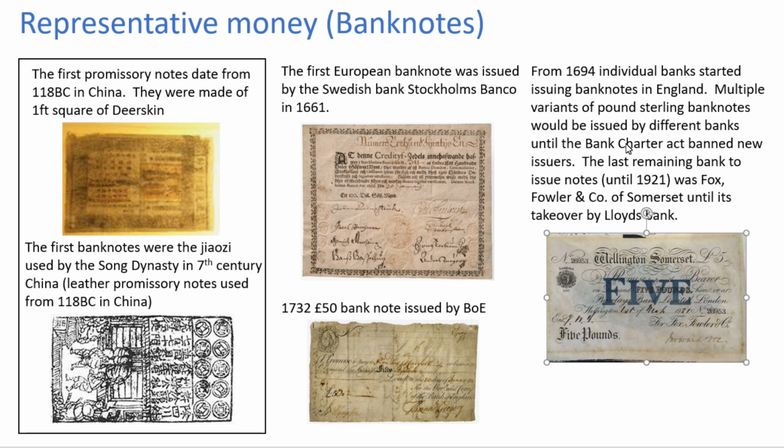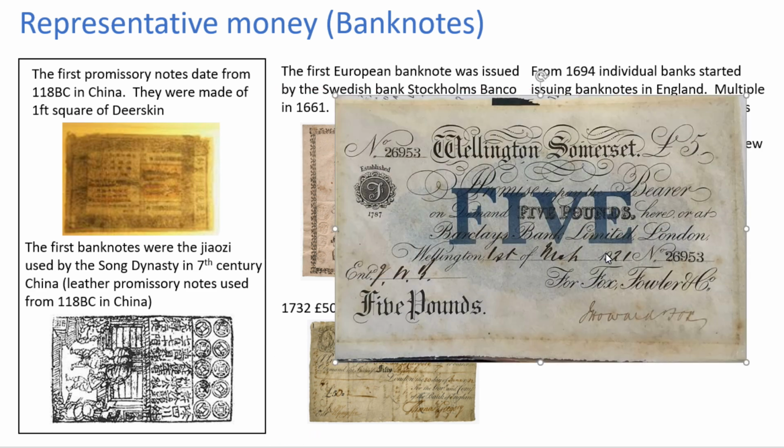And then a special law came into place banning any banks apart from the Bank of England from issuing new notes. But the banks that had already issued notes were allowed to keep on doing so. And it wasn't until 1921, when the bank Fox Fowler and Company in Somerset was taken over by Lloyds Bank, that they became the last private bank issuing their own banknotes. Here is an example of a £5 note from 1921.